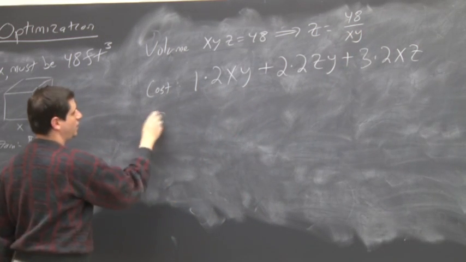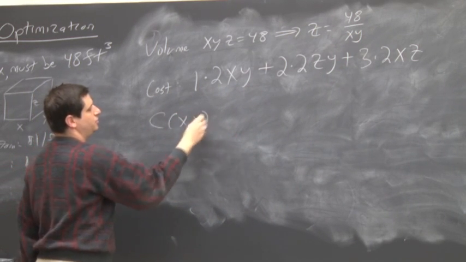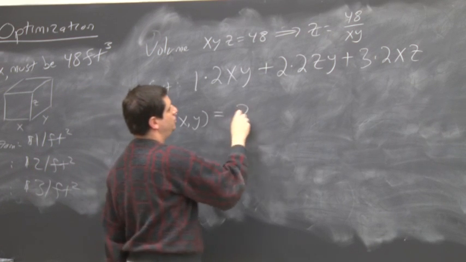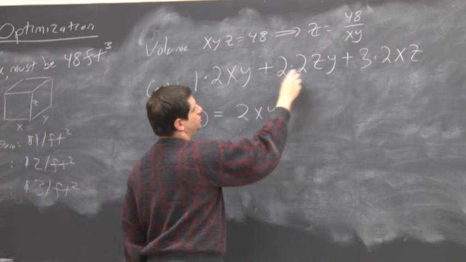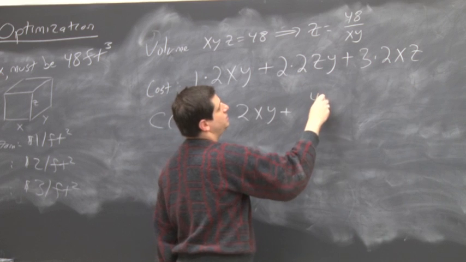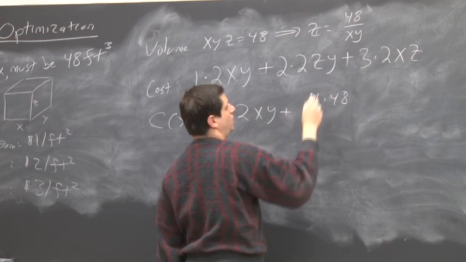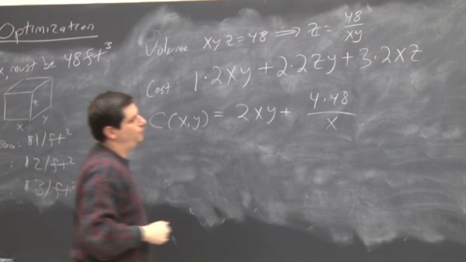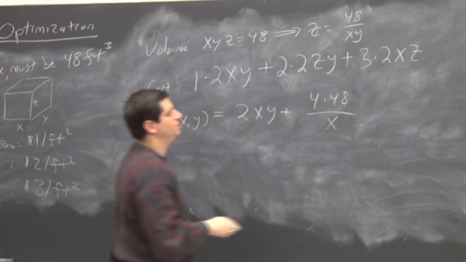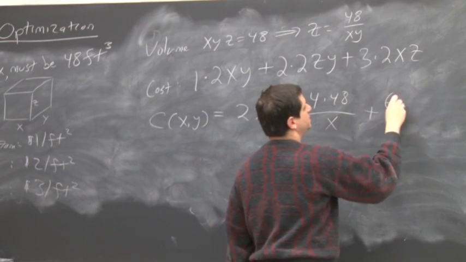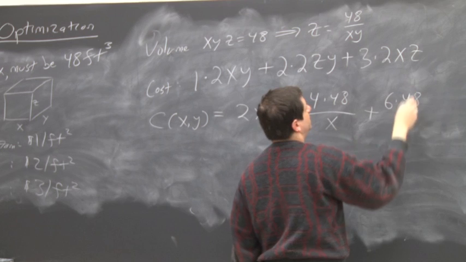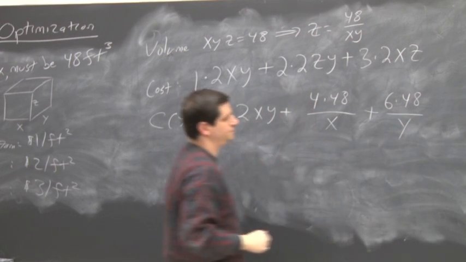And so we get a new cost function as just a function of x and y. It's going to be 2xy plus 2 times 2 is 4. Z is going to be 48 over xy. The y's cancel. I get 4 times 48 over x. And the last is I'm going to have 6 times 48. The x's cancel, and I'll have over y.